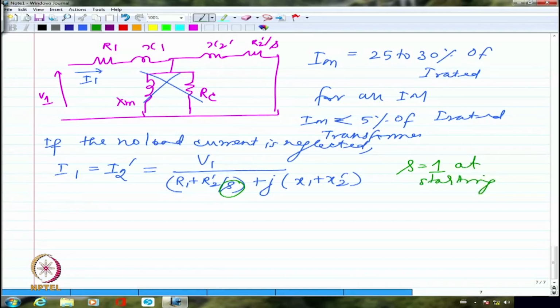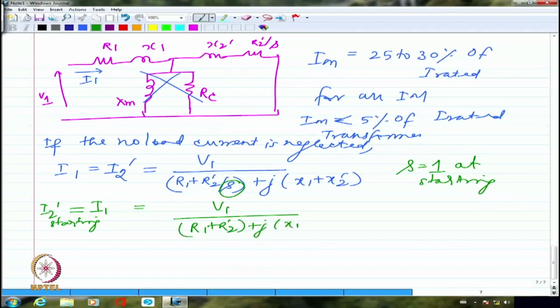So, what I am going to get is I1 or I2 dash starting is going to be V1 divided by R1 plus R2 dash plus J into X1 plus X2 dash. Am I right? That is the starting current. R2 dash is really small for a cage induction motor. Whereas R2 dash is probably not so small for a slip ring induction motor.